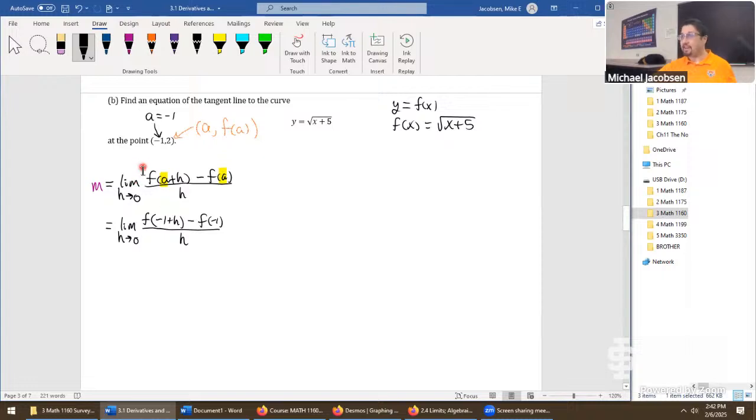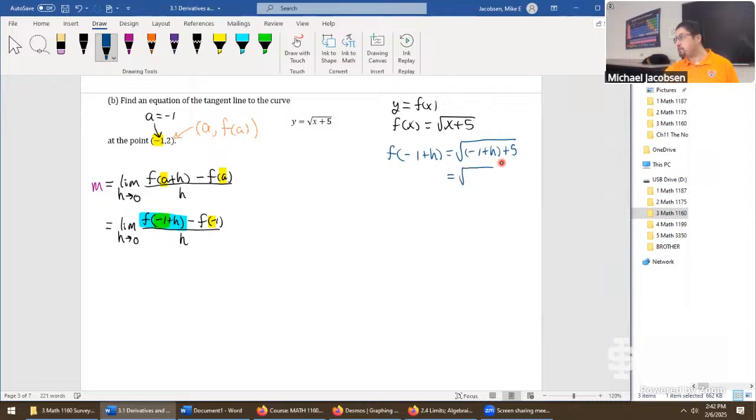So I didn't do much here. On line 1, I copied down the formula. On line 2, I just substituted in the value for a that was supplied here. Now let's take this whole thing, work it out in the margin. f at -1 plus h would be the square root of, right where we had x, we go -1 plus h plus 5. Parentheses weren't necessary, but it's just my way of saying that -1 plus h went into the spot where x was. So we'll just drop them on the next step.